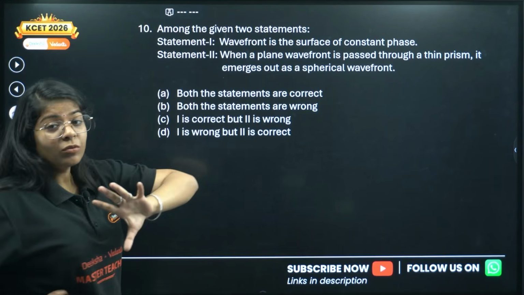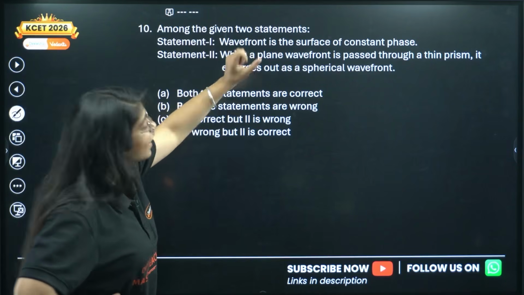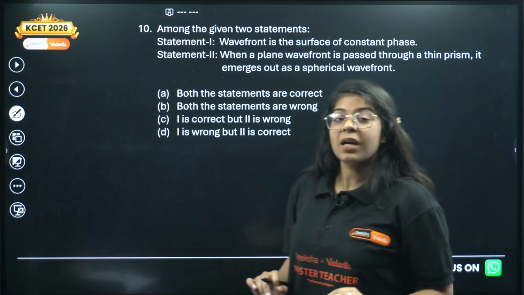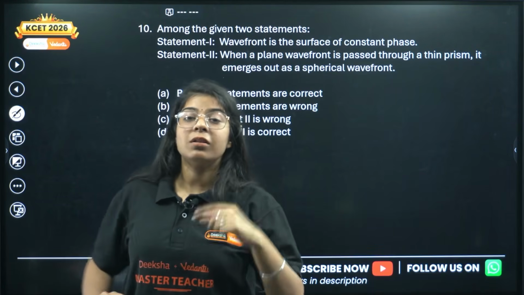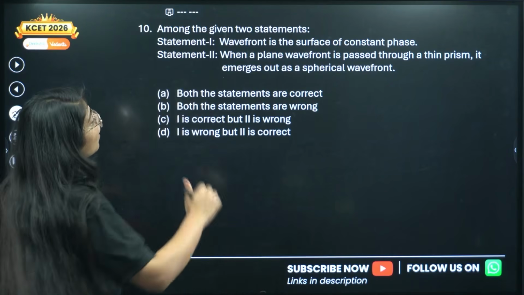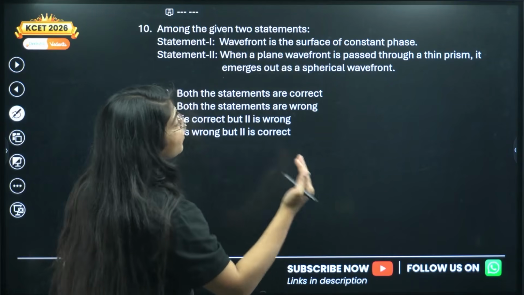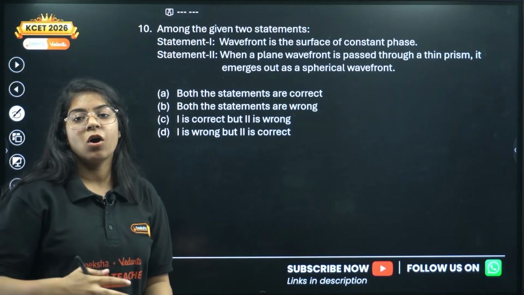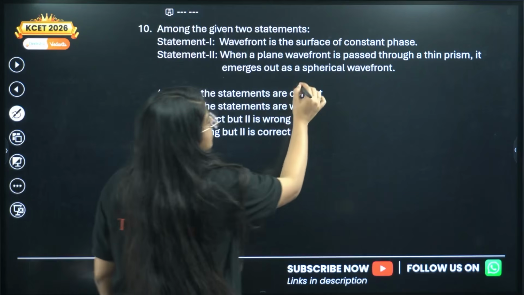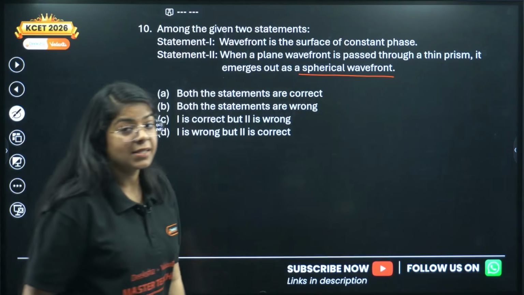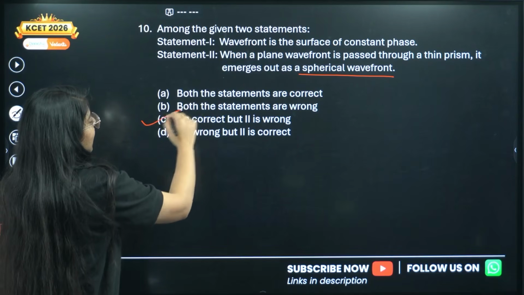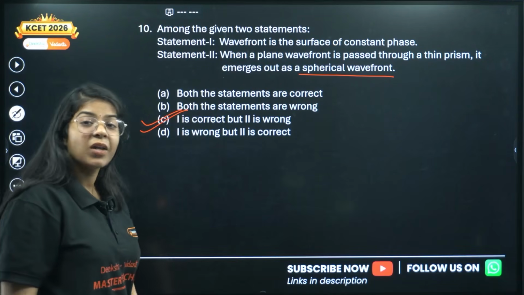Okay, this second statement is actually not true, because we know that a spherical wavefront is given not by the prism but by the lenses, correct? So whenever a plane wavefront passes through a lens, it refracts, it converts into a spherical wavefront by the lenses, not the prisms. Okay, so statement 1 is definitely correct, but statement 2 is wrong.